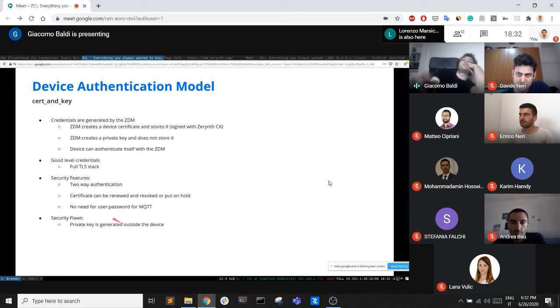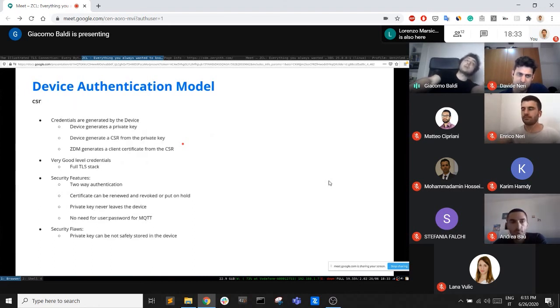The security flaw of this approach is that the private key is generated outside the device. So somewhere here the ZDM creates the private key, and something bad can happen. Probably this key is in a file, this file can be stolen, this file can be residing on our disk and whatever. So it's not very safe, but it's safe enough. Okay, if you trust the place where you generate and store this private key before putting it into the device and deleting it forever, then it's a good model.